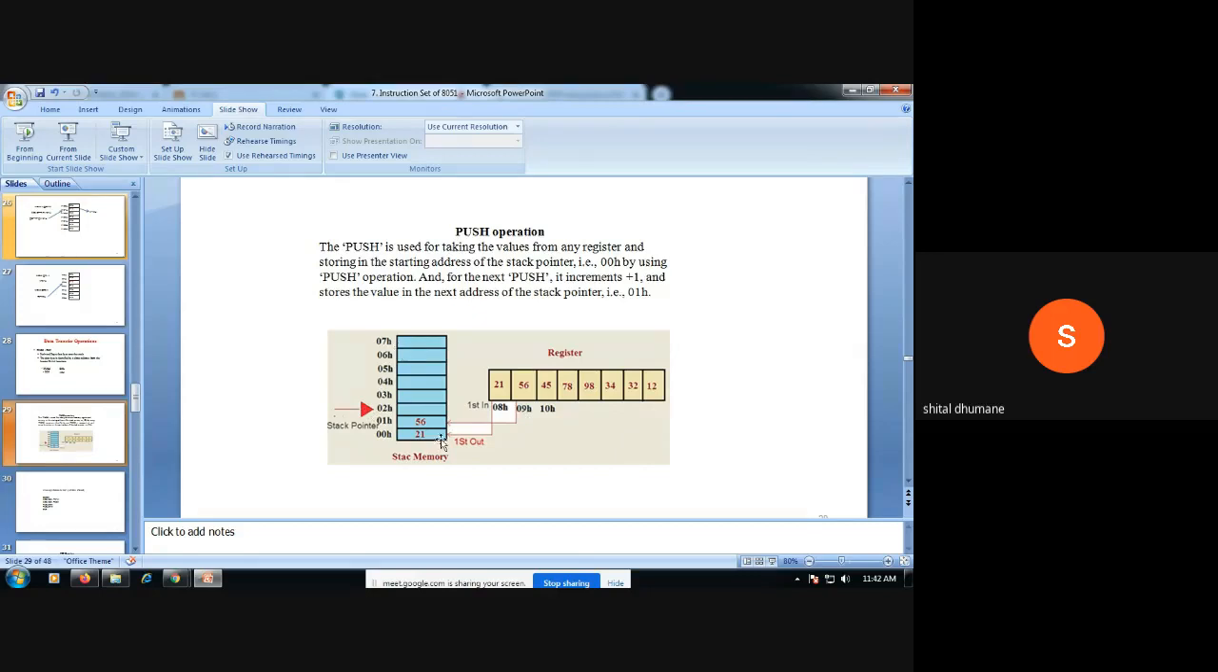So this is your stack pointer that starts at 00. This is the starting address of your stack pointer, and that means this is the stack memory. And this is your register. Any register you can consider, and these are the locations for that register memory, that is 08, 09, 10H. Okay. So first, what will happen in the push instruction?